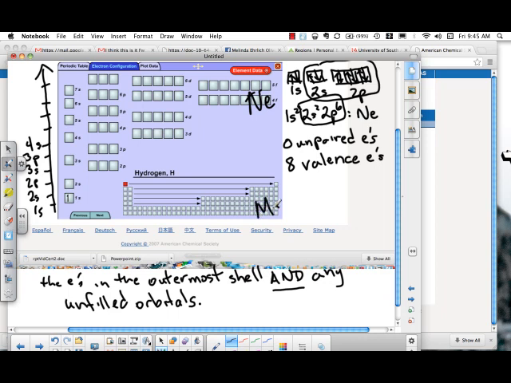Before I leave neon and magnesium, I'm going to show you another shortcut. All right, so magnesium, orbital diagram. I know it's a third row element, and it's in the s block. Let me bring it all over just a little bit. Okay, so magnesium. This is my 1s, my 2s, my 2p, and my 3s.